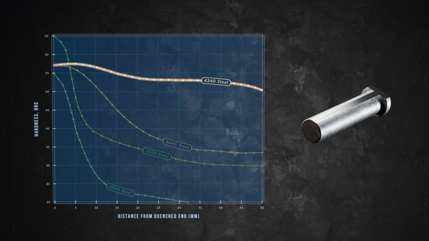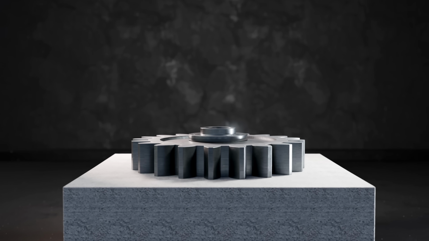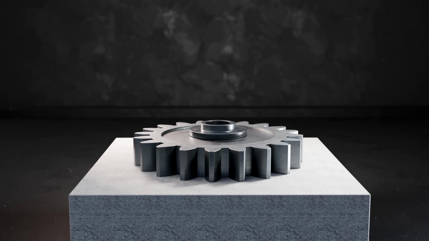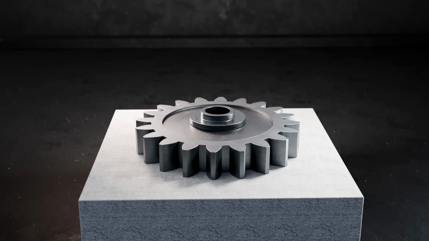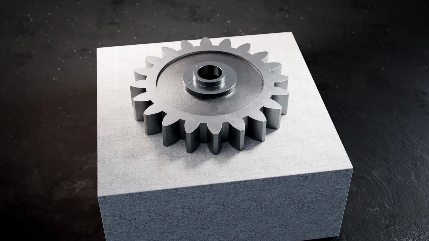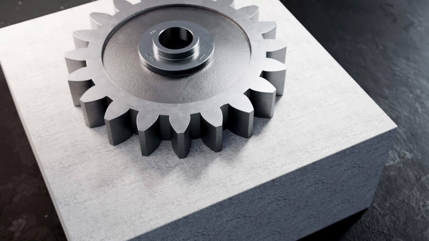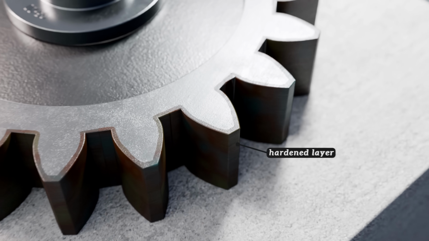In some applications, we don't actually want the entire component to be hardened. Instead, we might only need a hard, wear-resistant surface, while keeping the interior tough and ductile. This is often the case for components like gears and shafts that experience high contact stresses, but also need to resist impact loading. Surface hardening techniques can be used on these components to intentionally create a hard outer layer, while preserving the softer, more ductile core.